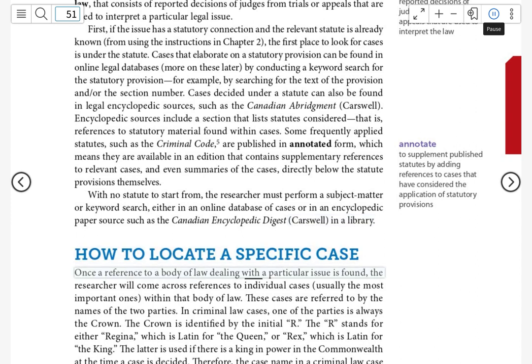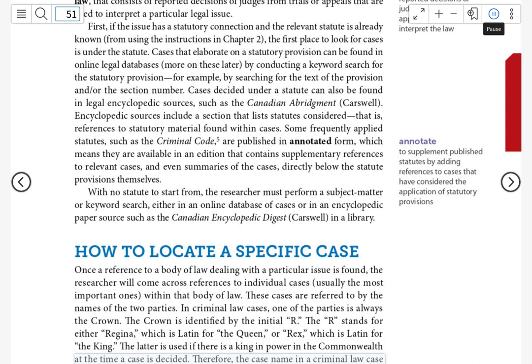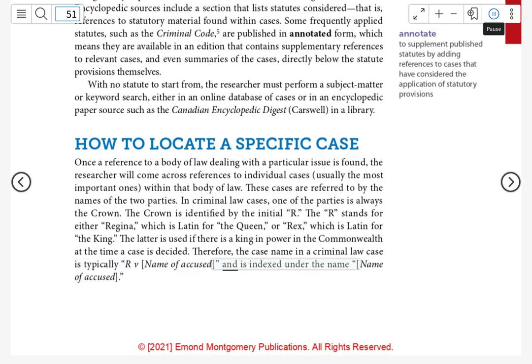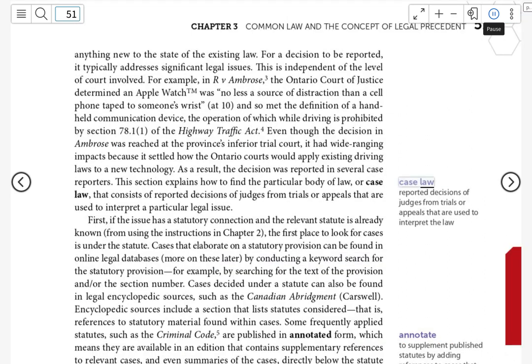Once a reference to a body of law dealing with a particular issue is found, the researcher will come across references to individual cases, usually the most important ones within that body of law. These cases are referred to by the names of the two parties. In criminal law cases, one of the parties is always the Crown. The Crown is identified by the initial R. The R stands for either Regina, which is Latin for the Queen, or Rex, which is Latin for the King. The latter is used if there is a king in power in the Commonwealth at the time a case is decided. Therefore, the case name in a criminal law case is typically R. v., name of accused, and is indexed under the name of accused. Case law.